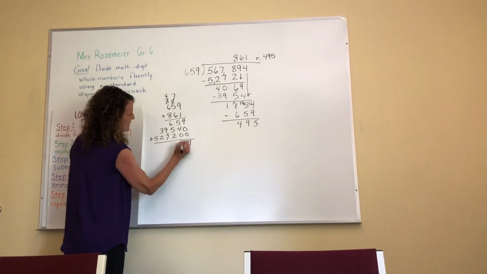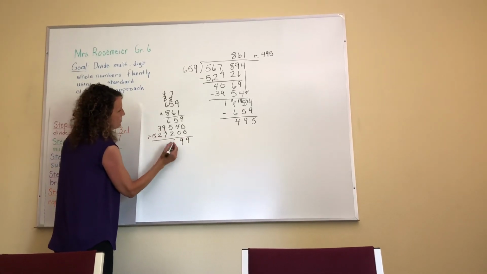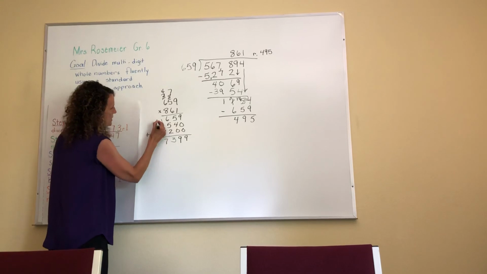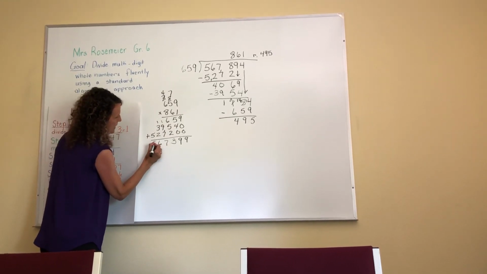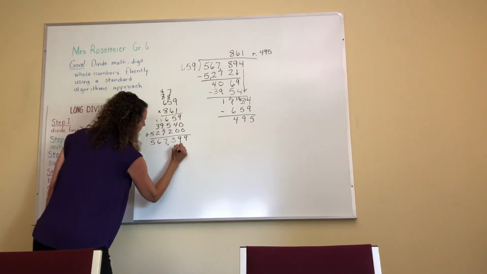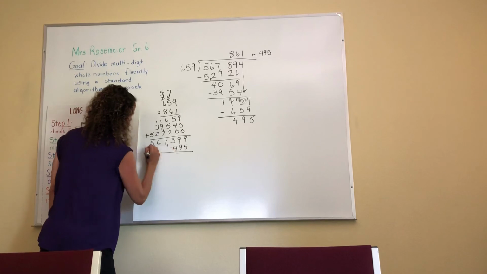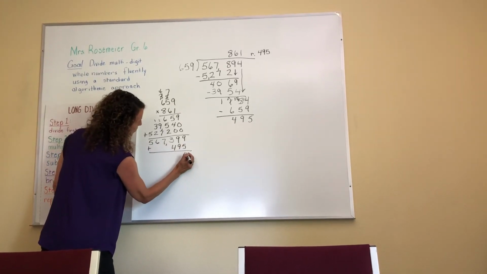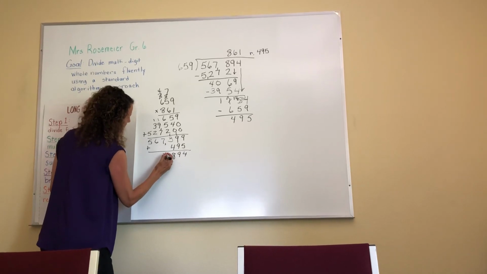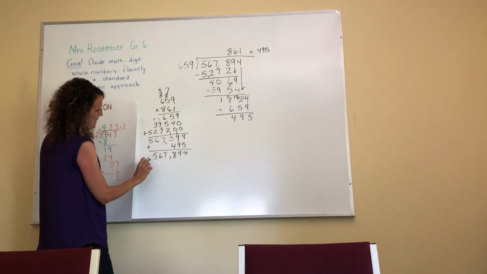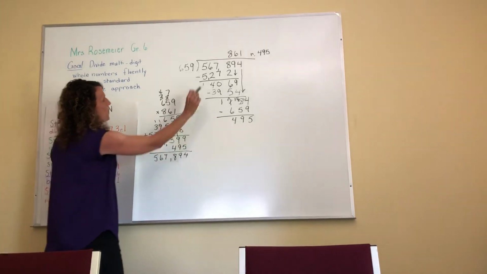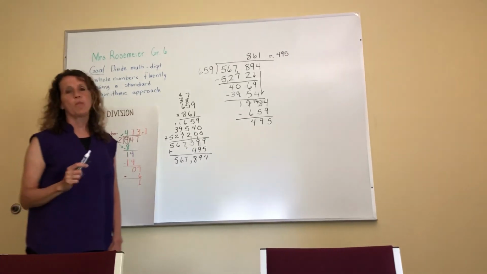We get 9. 9, 6 and 5 is 11, plus 2 is 13. Then we've got 1 and 9 is 10, plus 7 is 17. 1 and 3 and 2 is 6. And 5. And then don't forget to add in your remainder. So 495, I'm going to add that on here. And that will give us a 4, and then a 9, and then 8. And 7, 6, and 5. All right, let's see. 567,894. So these two numbers match. So I know that I got my problem correct.